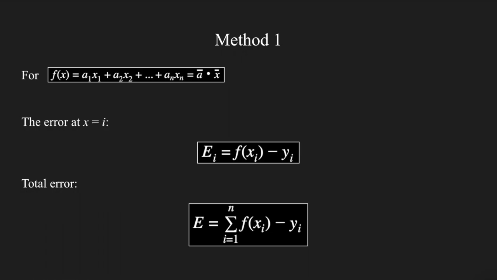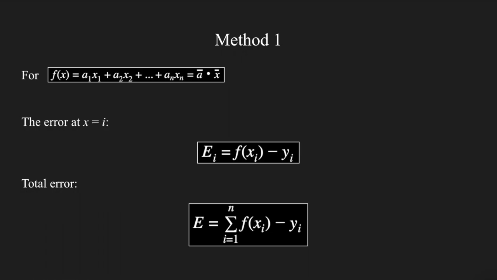Before we go on, note that the approximation function can be represented as a dot product between a weight vector and an input vector. This form is easier to work with when implementing the code. The error for a single data point is given by f of x minus y. Naturally, we want to achieve a total error, the sum of the errors of each data point, of 0, or as close to 0 as possible.